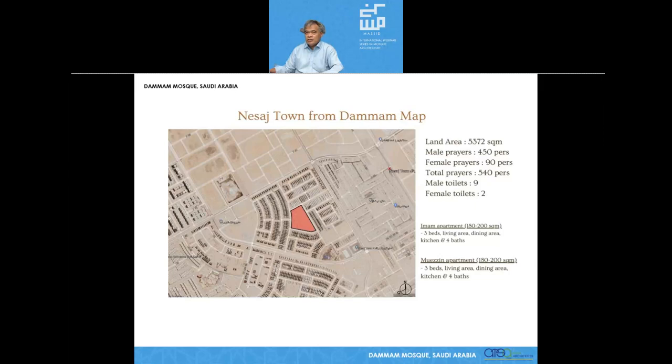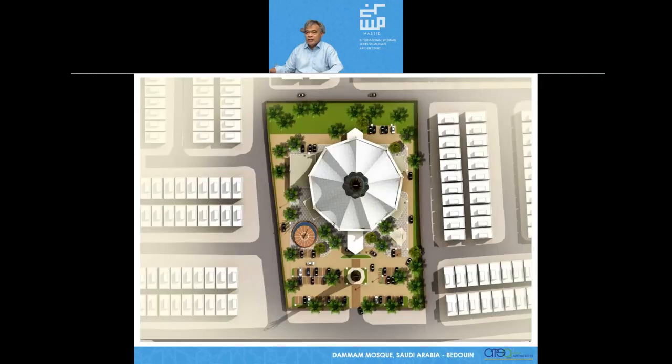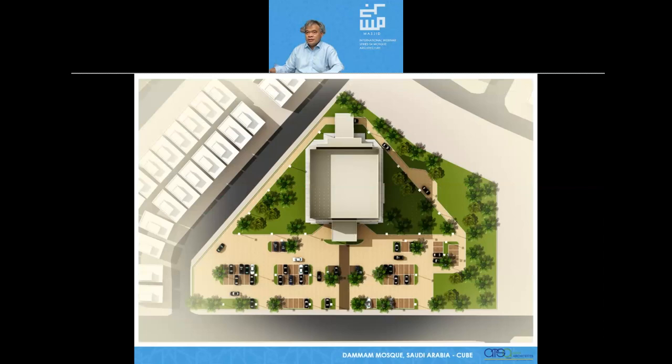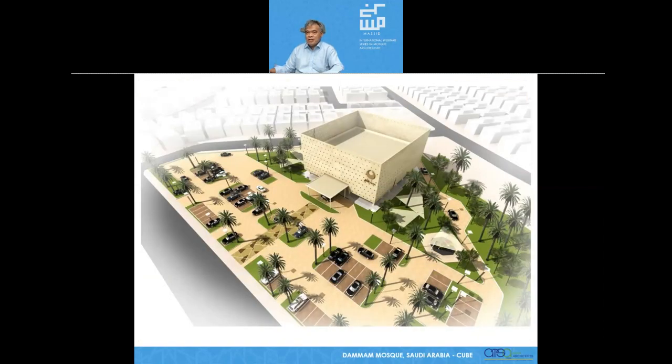Recently, a mosque competition in Saudi. We used back what we did for Kuala Pilah, but in this context, we use it as a Bedouin tent. As you know, Saudi Arabia actually started from Bedouins. The other one is a cube, reflecting the Kaaba. So all these mosques are about 500 to 1,000 people.